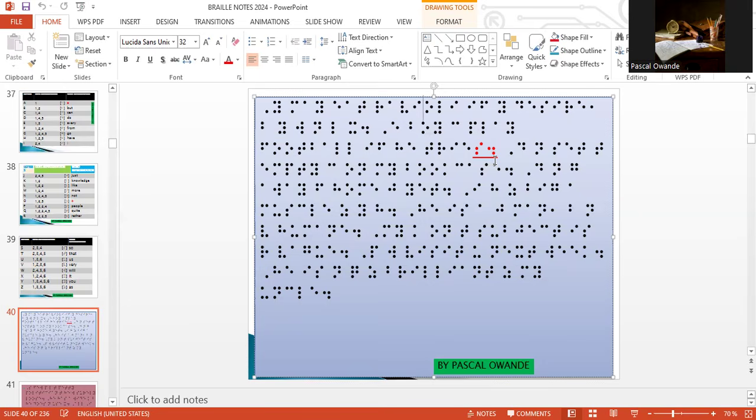And you can see our full stop here is lower D. And which dots do we have for lower D? We have dot 2, dot 5, and dot 6. So dot 2, dot 5, dot 6 gives us lower D, which is the full stop. Again, we have dot 6 to indicate that the next letter starts in a capital. So the next letter is letter D.